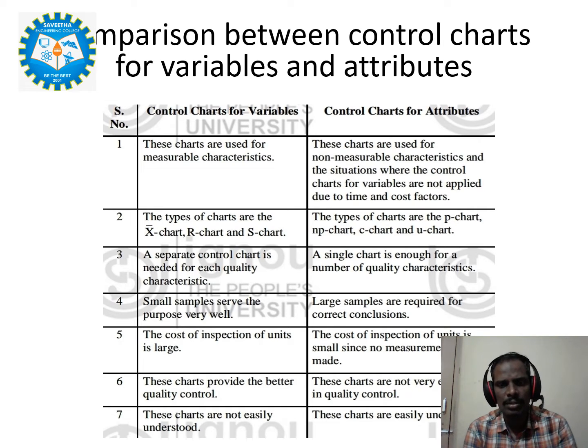A small sample serves the purpose very well for attributes, whereas large samples are required for correct conclusions with variables, where the cost of inspection per unit is large, whereas the cost of inspection per unit for attributes is very small. So variable charts provide better quality control, but these charts are not easily understood, whereas attribute charts are easily understood.